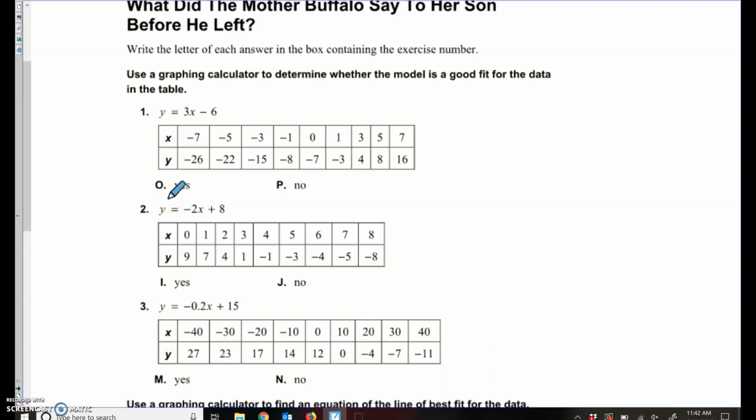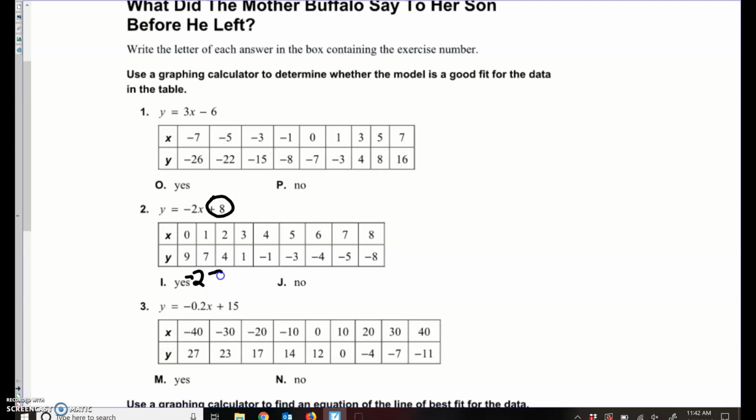Reading the directions: using your graphing calculator, determine whether the model is a good fit for the data in the table. It says to use a graphing calculator, but most of these we can just look at with our eyes. It says plus 8, which means our y-intercept should be 8. It's 9, so it's pretty close. We're off by 1. And then our slope is -2, so we should be going down 2 every time.